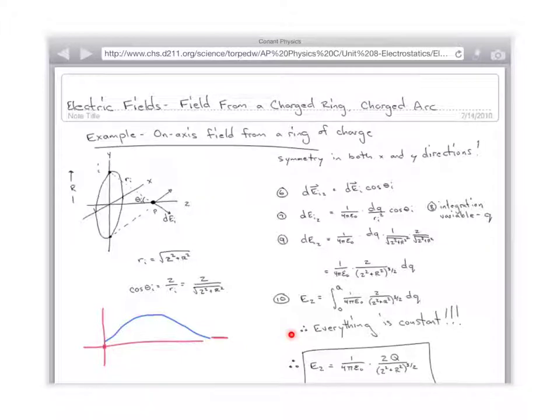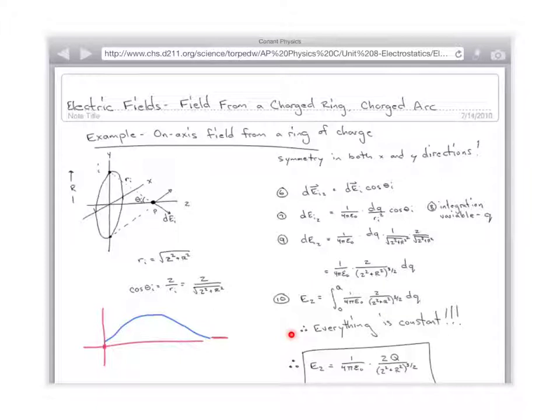So here's your circle. Here's the x-axis. Here's the y-axis. So the circle's in the xy plane. What do we call the axis that comes out the middle of the circle? Z. So should we integrate over x? No. Should we integrate over y? No. Should we integrate over z? No. What should we integrate over?